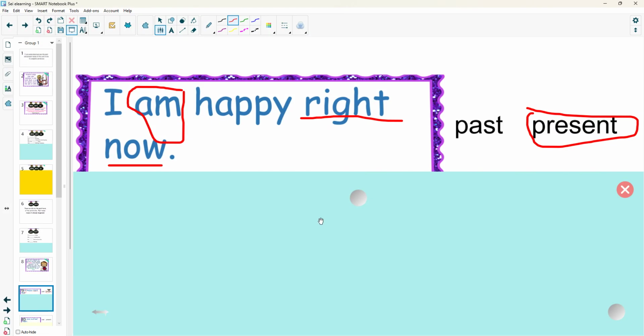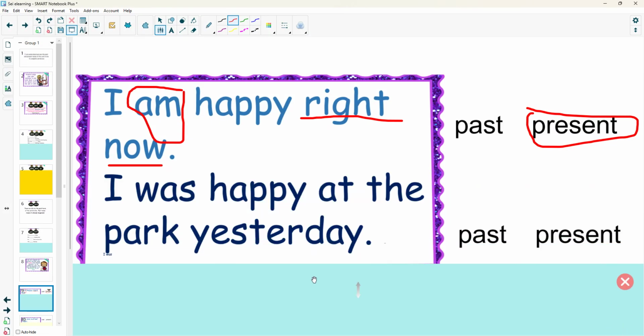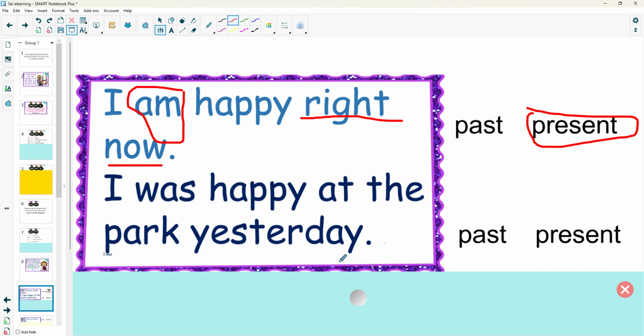Let's take a look at another one. I was happy at the park yesterday. First, let's find the verb.